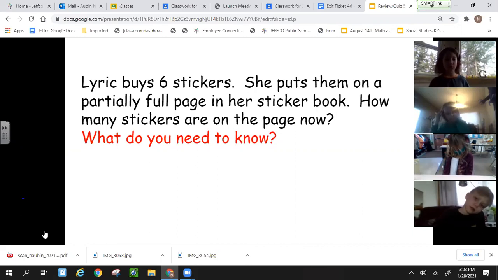I love that everyone's thinking about their writing. They're putting capitals and using punctuation. How many stickers on the page now? How many stickers on there? You don't know, right? This is really important to know.